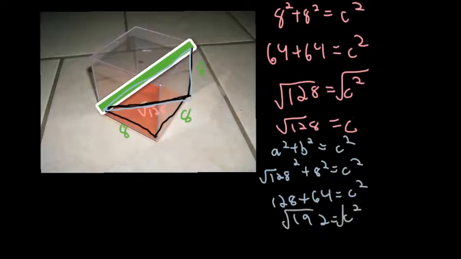Now I square root it. This time I'm actually going to do it. So the square root of 192 is going to be about 13 9/10. So let's say these were inches. So the diagonal going across that cube from lower left to upper right would be about 13 9/10 inches.